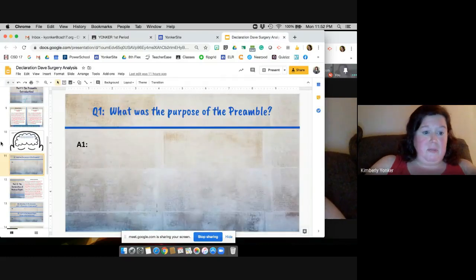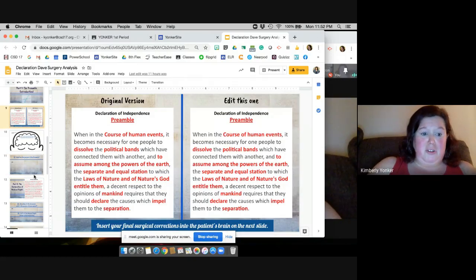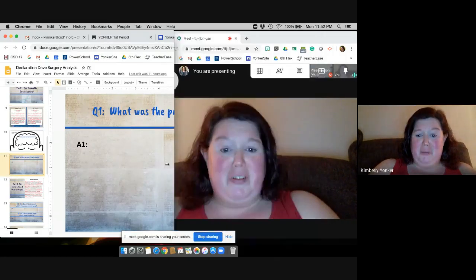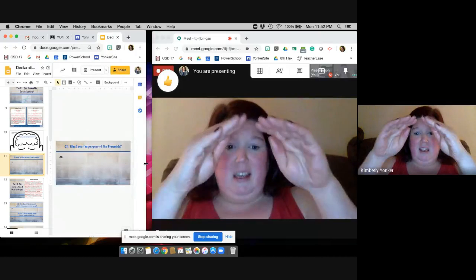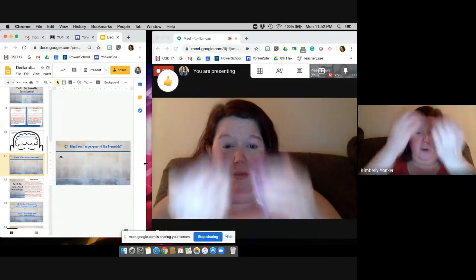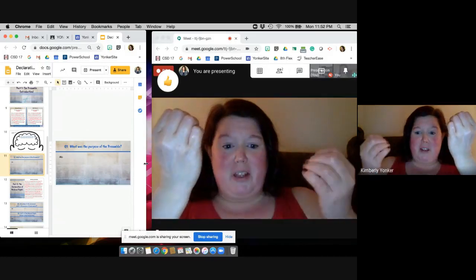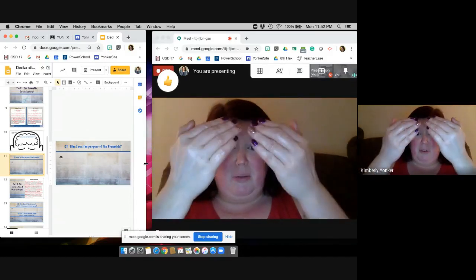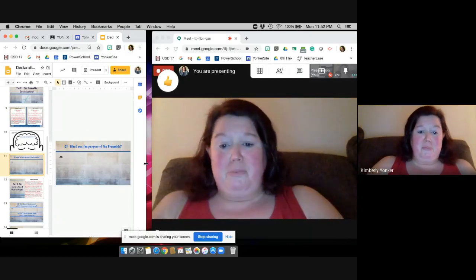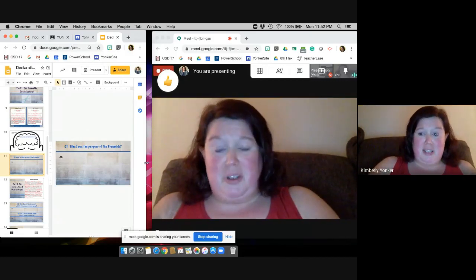So at Declaration Day, we got through this. What was the purpose of the preamble? Going through Jefferson's words, my version of it, if you missed this in class, is that he's basically saying that when in history one group wants to separate from another and they want to be treated as equals, it's only respectful to share those reasons why. Basically, that's what the preamble is saying.